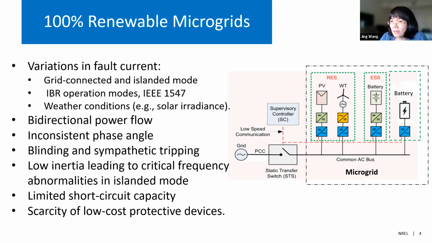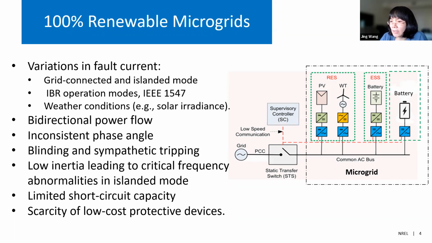For example, the variations in fault current. As you know, the microgrid has grid-connected and isolated modes. The fault current level is very different in these two modes. Based on the study, the fault level in the grid-connected mode is usually at least 3 to 7 times that of the isolated mode. So there's a big difference.